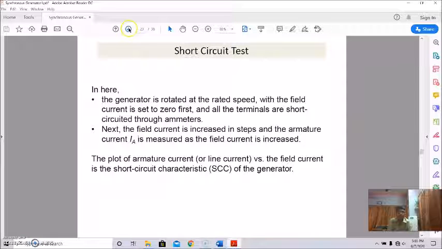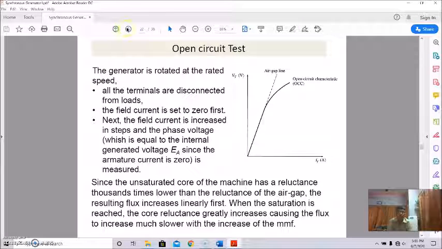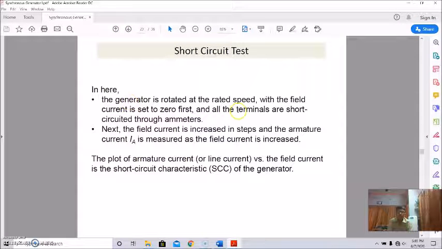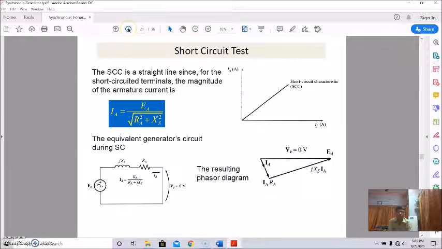Okay, and in the short circuit test, the generator is rotated at a rated speed, with the field current set to 0 first, and all the terminals short-circuited through ammeters. Next the field current is increased in steps, and the armature current IA is measured as the field current is increased. The plot of armature current or line current versus the field current is the short-circuit characteristic of the generator. Okay, so this is the short circuit test.